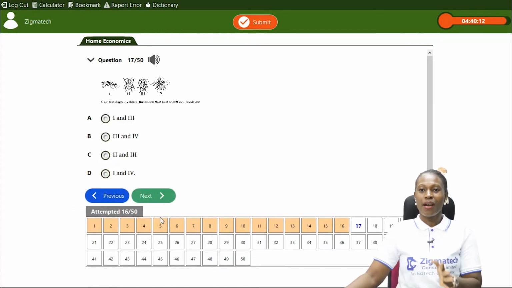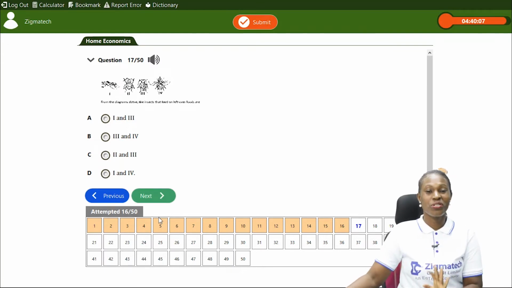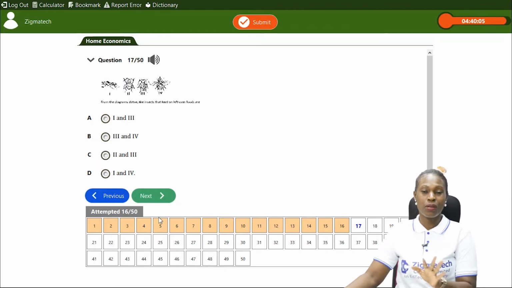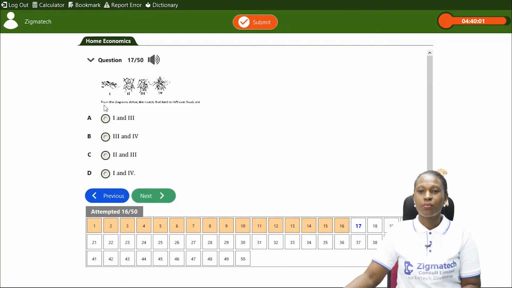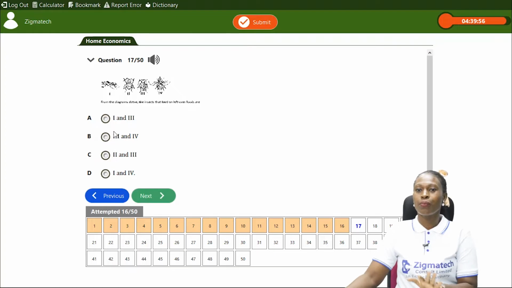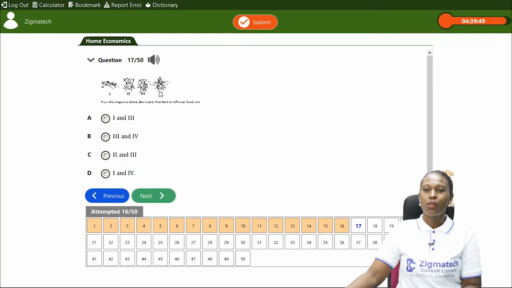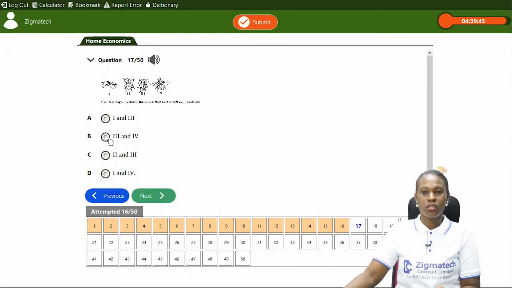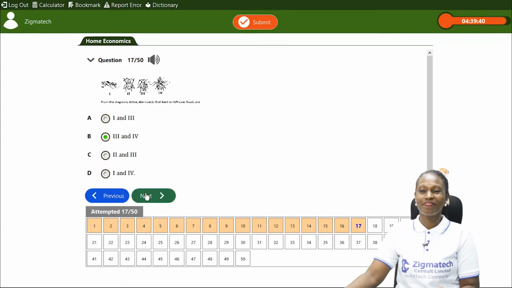Now, from the diagram above, which insects feed on leftover foods? When you keep your food at home after eating and then you keep them there, which of these insects feed on them? Now, we have different insects here, but the answer to this question is the 3 and 4, these and these. This looks like your cockroach and bug. Okay, so these feed on leftover foods. So the option here is B. Let's look at the next one.